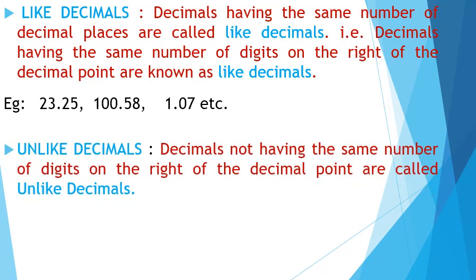Next, unlike decimals. Decimals not having the same number of digits on the right of the decimal point are called unlike decimals. For example, 1.32, 23.035, 46.5, etc.